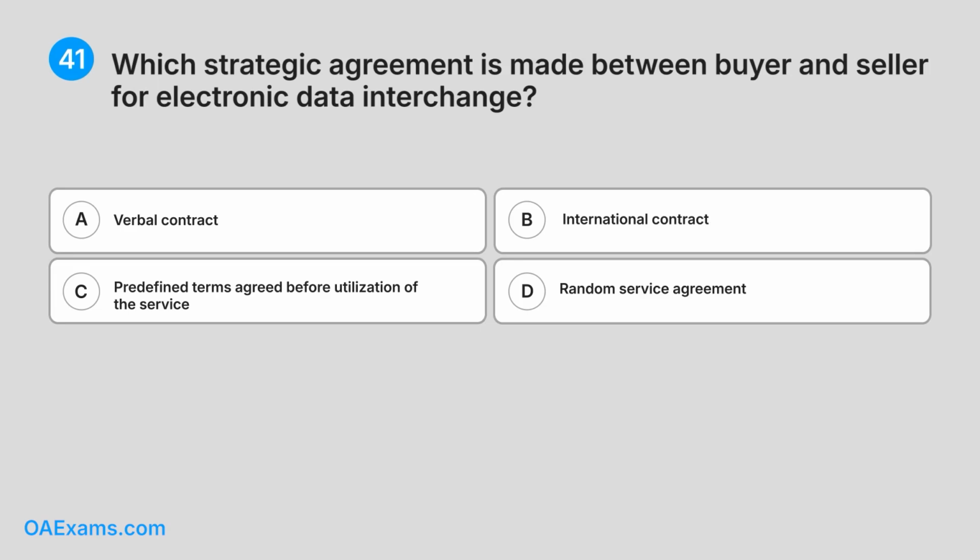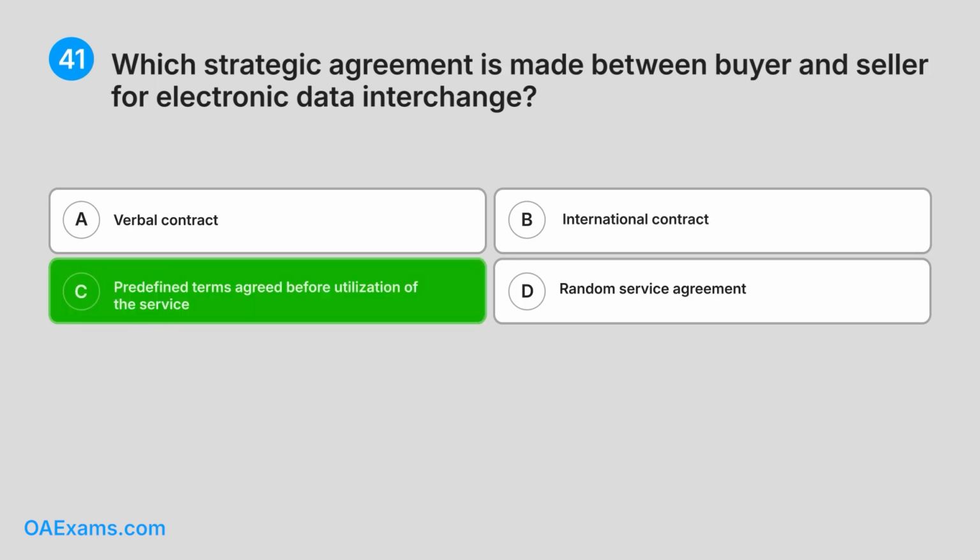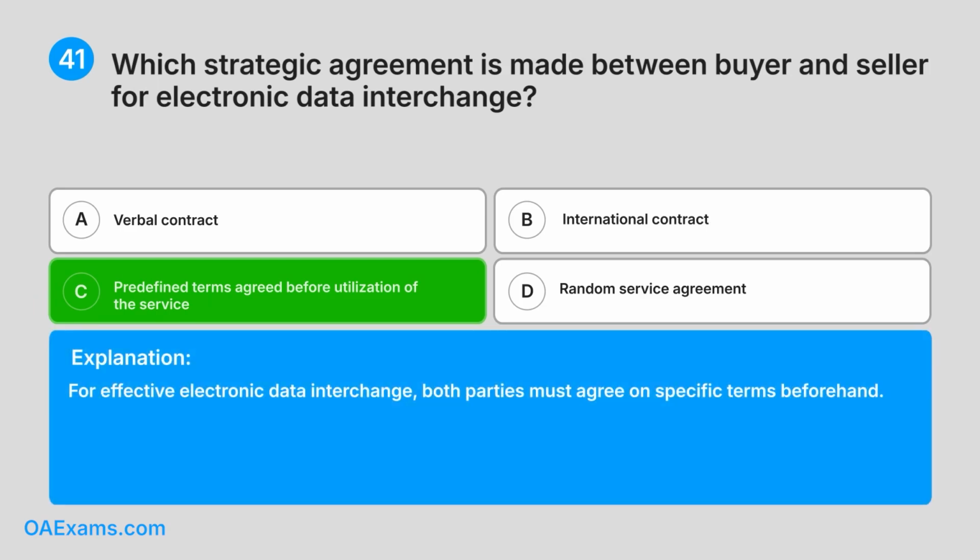Correct. Answer C. Predefined terms agreed before utilization of the service. Explanation. For effective electronic data interchange, both parties must agree on specific terms beforehand.